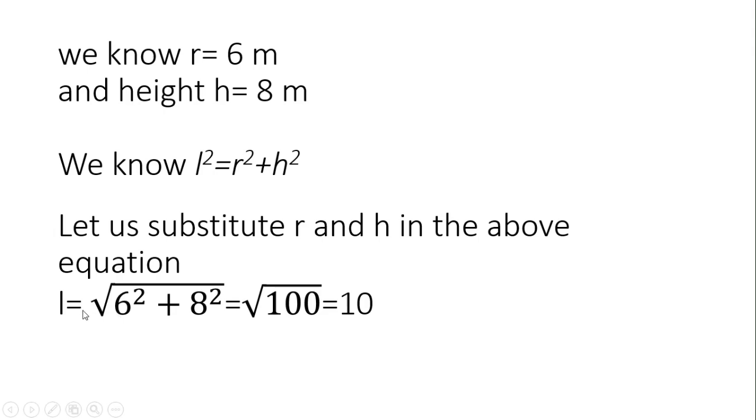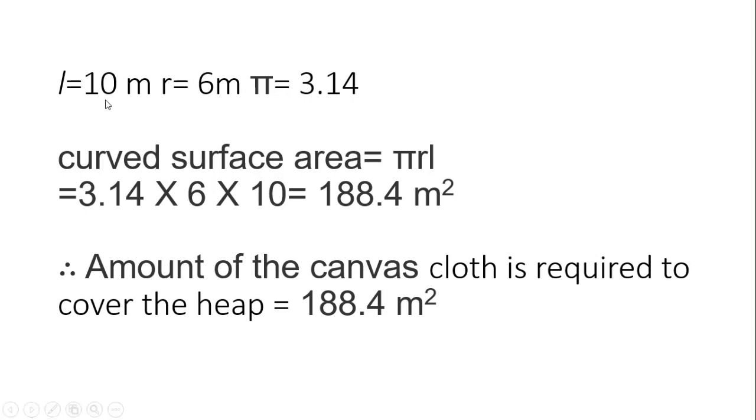After simplifying all those things, 6 square we know is 36, 8 square we know is 64, total 100. So when we take the square root of 100, the slant height is nothing but 10 meters. That is the slant height of that particular conical shape, the heap of rice. So the slant height is 10 meters and the radius is 6 meters, and the pi value we know very well. So what is the curved surface area? Pi r l. So we are substituting the values, 3.14 into 6 into 10.